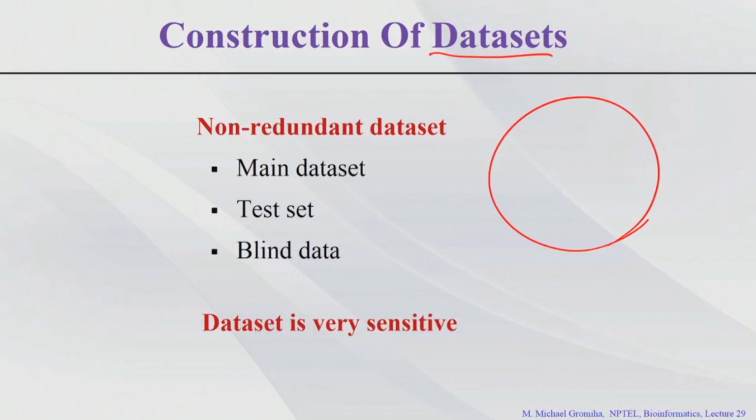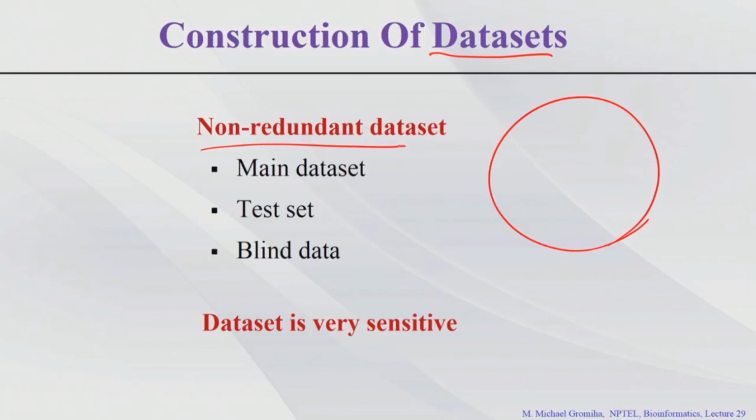In this case the model is biased toward that particular data, because if you only have more data of the same kind, the model will be biased toward that data to improve the performance. Finally, if you have new data, then the method will fail. So it is very important to have a non-redundant data set.